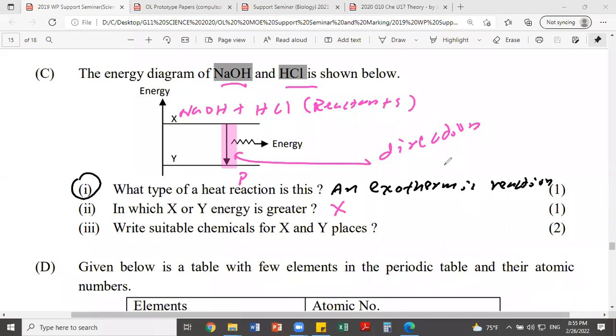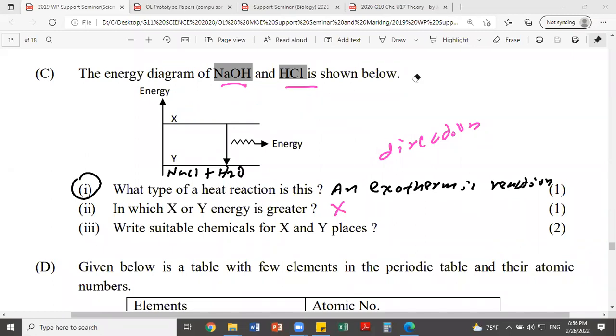So what are the products here? With neutralization, what is formed here? NaCl and H2O. What are the two products? NaCl and H2O. I'll write here NaCl and H2O. Since I don't have space, I'll write it here. So this is NaCl and H2O, sodium chloride and water.